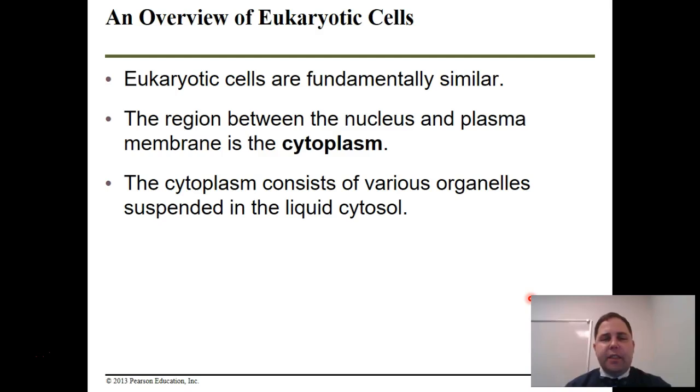So we'll contrast this very simple cell with a more complex eukaryotic cell. All eukaryotic cells are fundamentally similar to one another, and we already alluded to in the prokaryotic cell, everything else in the cell that's not a nucleus is the cytoplasm. So the cytoplasm has various organelles floating in it, suspended in a liquid that we call cytosol. So the cytoplasm is made up of organelles and cytosol. The cytosol is just the liquid inside.